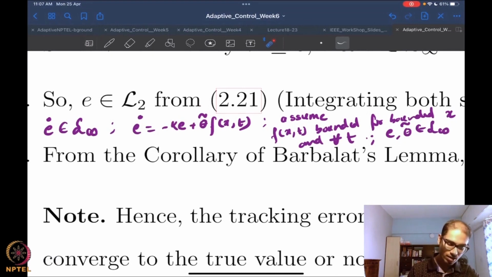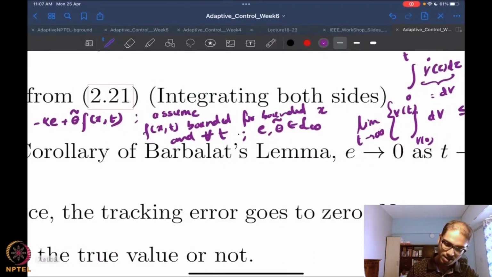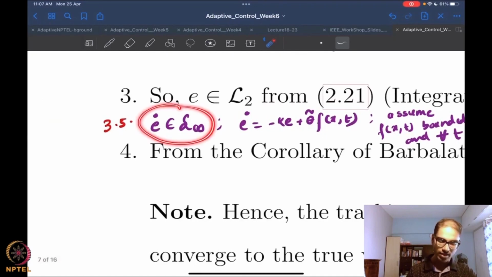Also, if E is bounded, then X has to be bounded. E in L infinity also implies X in L infinity. Why? Because E is just X minus R, and R is a bounded smooth signal. Therefore, if E is bounded, X is also bounded. If X is bounded, and I'm assuming this function is bounded for bounded X and for all time, then this entire right hand side is bounded. That is, E dot is in L infinity.